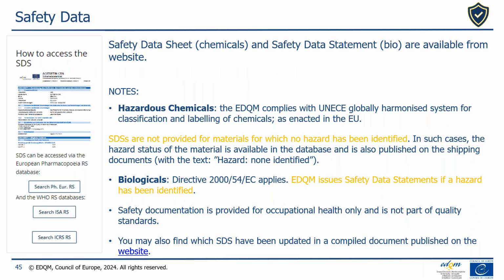The safety information is available through the safety data sheets for the chemicals and the safety data statement for the biologicals. These documents exist only if a hazard has been identified. For references where no hazard has been identified, there is no such document. These documents are to be found on the website in the corresponding catalog page, and they are provided for occupational health and safety, and they are not part of the quality standard.